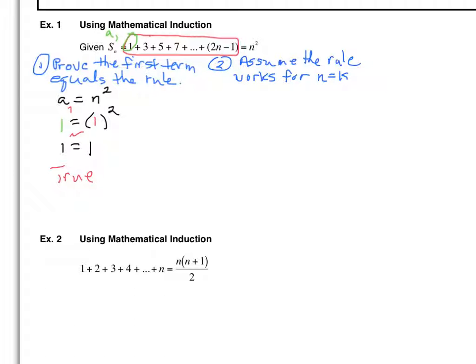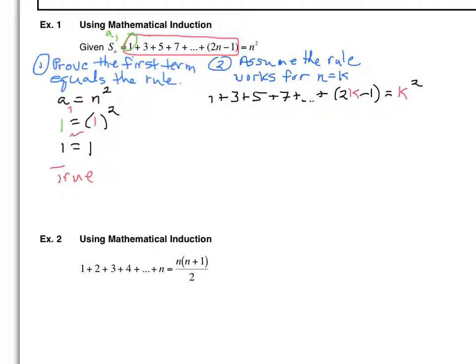In other words, I'm going to replace every n in the above sequence, the above sum, if you will, with just the letter k. Seems a little goofy, but it is what it is. So here we go. We've got 1 plus 3 plus 5 plus 7 plus ... plus 2, and instead of n, we're putting in a k, minus 1 equals k squared.